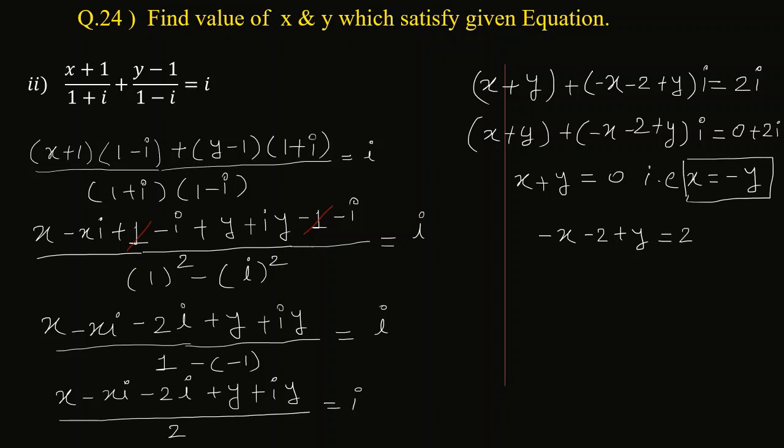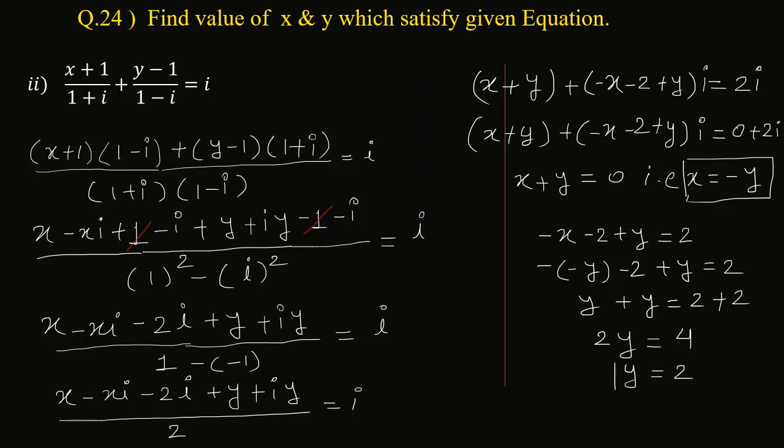Now we already derived the value of x, so in place of x we can write minus y. So we get minus y minus 2 plus y is equal to 2. Here minus into minus gives you plus y. Minus 2 will shift to the right, so it becomes plus y is equal to 2 plus 2. So y plus y is equal to 2y, so 2y is equal to 4. That gives y is equal to 2.